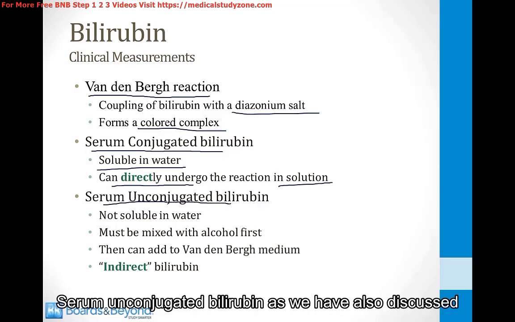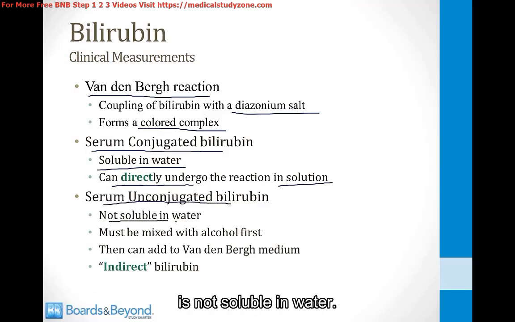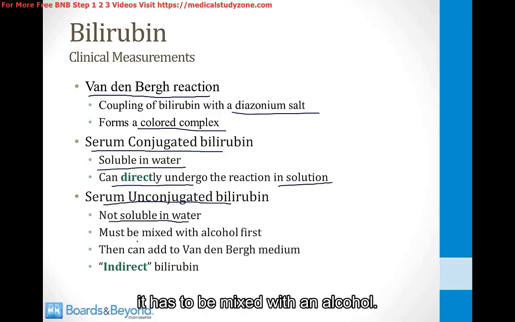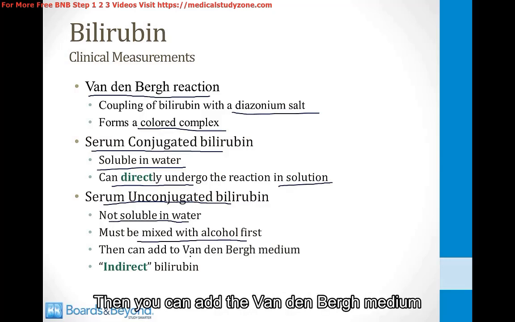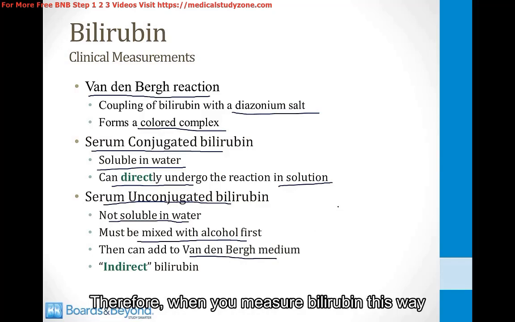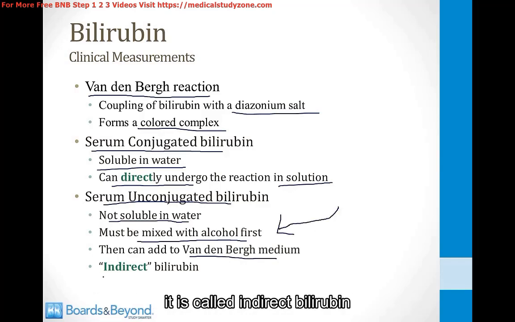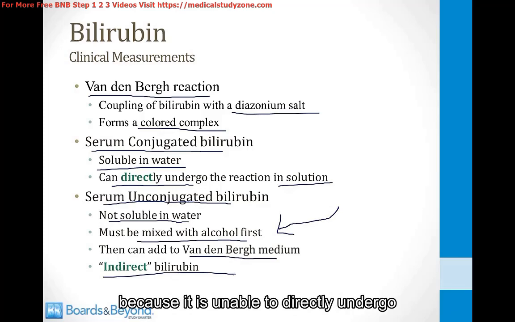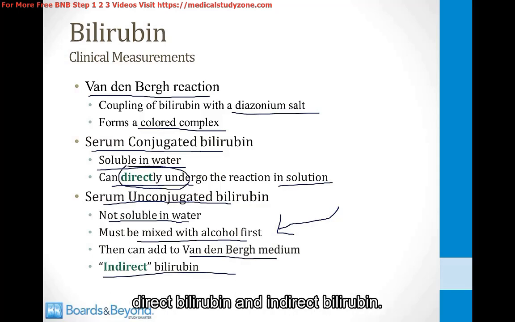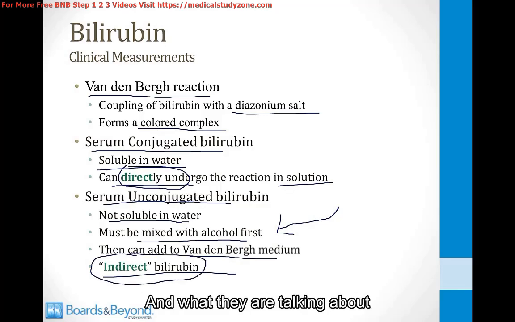Serum unconjugated bilirubin, as we have also discussed, is not soluble in water. So before it can undergo the Van de Berg reaction, it has to be mixed with an alcohol. Then you can add the Van de Berg medium and carry out the Van de Berg reaction. Therefore, when you measure bilirubin this way, it is called indirect bilirubin because it is unable to directly undergo the Van de Berg reaction. So clinically, you will hear people talk about direct bilirubin and indirect bilirubin, and what they are talking about is the Van de Berg reaction.